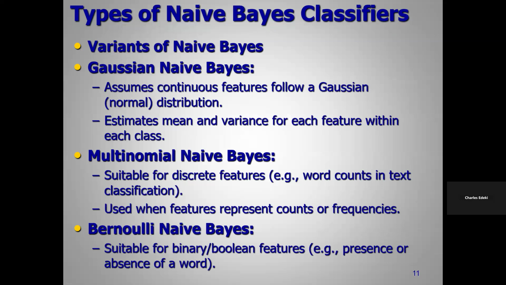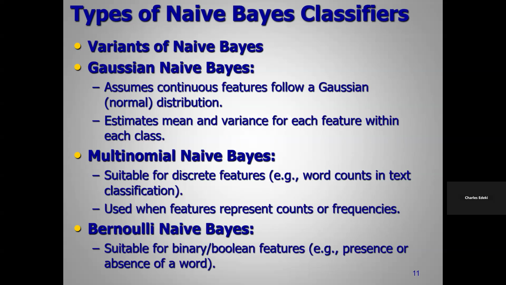Here we have three different types of naive Bayes classifiers. It may be more than three, but so far we have three here. First we have the Gaussian. Anytime we talk about Gaussian, we are talking about normality. If the data distribution is normal, we can, for example, estimate the mean and variance for each feature within each class.